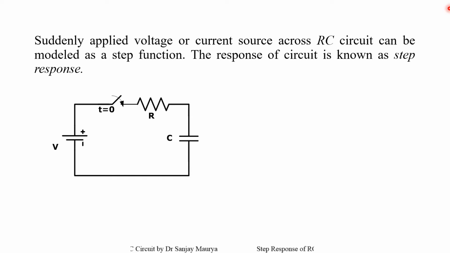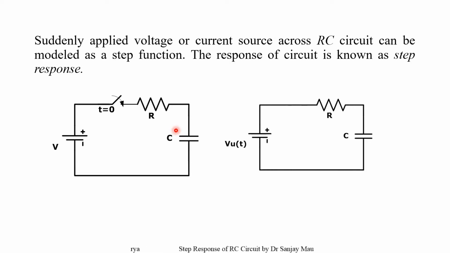Here the voltage source V will appear across this RC circuit when, at t equal to 0, this switch is closed. If t is less than 0, in such case no voltage source will appear across this. So to model this phenomenon, a unit step function is multiplied with the voltage source this way.